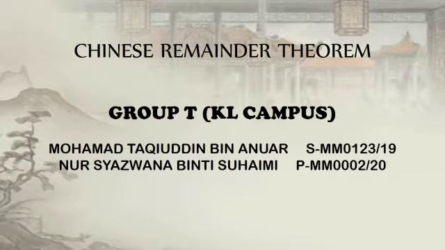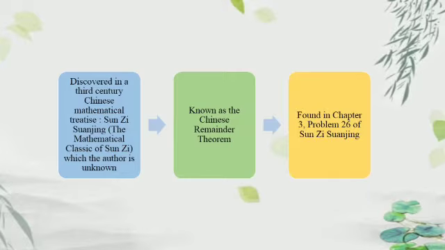Today, we would like to present about the Chinese remainder theorem. So, let's start with the history of the Chinese remainder theorem. The Chinese remainder theorem was discovered in the 3rd century in a Chinese mathematical text called Sunzi Suanjing, the mathematical classic of Sunzi, of which the author is unknown. We can find this theorem in Chapter 3, Problem 26 of Sunzi Suanjing.